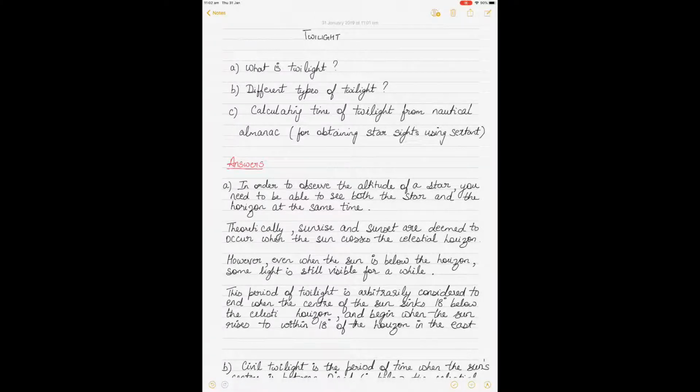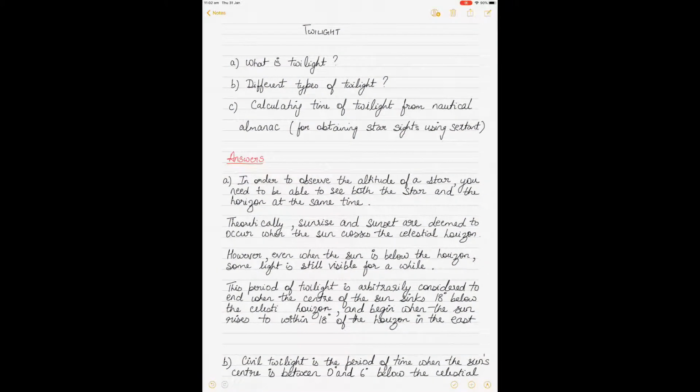Hi guys, today we'll be talking about twilight, and there are three areas that we'll be focusing on. So firstly we'll be talking about what is twilight, that is A, and then we'll talk about the different types of twilight. And the third thing we'll be doing is calculating the time of twilight from the Nautical Almanac, and this is done to get the right time for which we can obtain the star sight using the sextant on the ship.